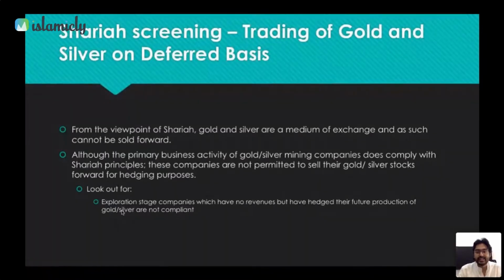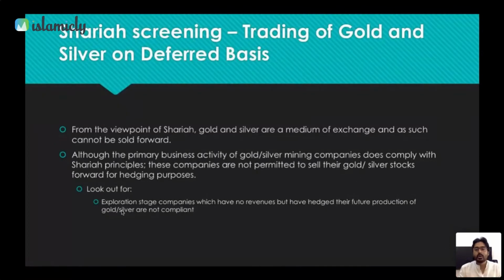This is because it is considered a medium of exchange and it should be traded on spot. So gold and silver should be traded on spot. Similarly, currencies should be exchanged or traded on spot. If you are trading in these things apart from spot, it is considered non-permissible.